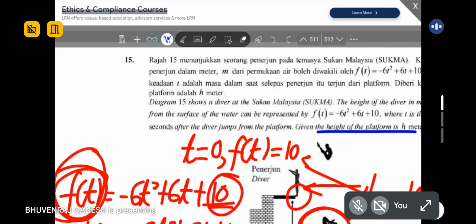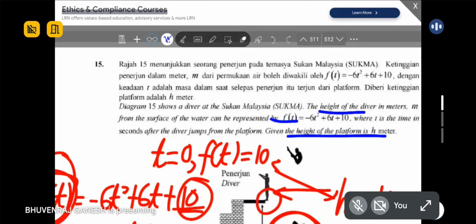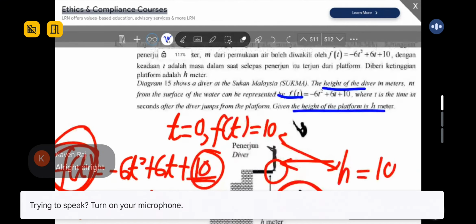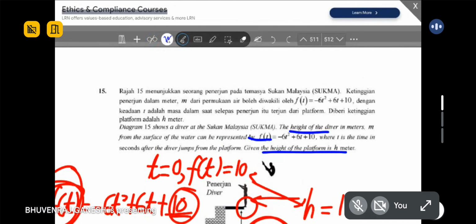So if you see your FT, right? FT is height of diver based on the question. So that's why FT also 10. Get it or not? So this is how the story goes. Okay? So that's why FT equal to 10. Alright? Not confident, but boleh lah. Must be confident. Not boleh lah. All this must be very confident one.